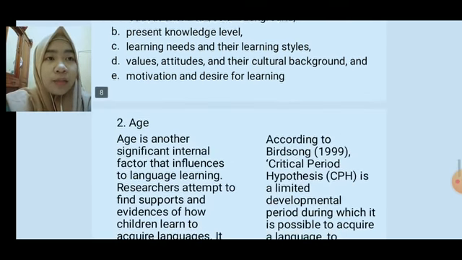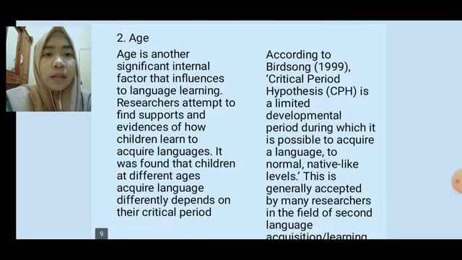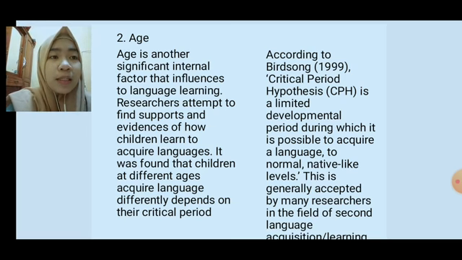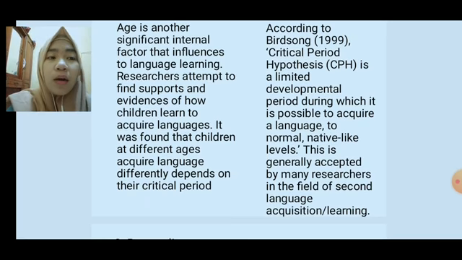And the next factor in learners is age. Age is another significant internal factor that influences language learning. Researchers attempt to find support and evidence of how children acquire language. It was found that children at different ages acquire language differently, depending on the critical period. According to Brown 1999, the critical period hypothesis is a limited developmental period during which it is possible to acquire a language to normal, native-like levels. This is generally accepted by many researchers in the field of second language acquisition.